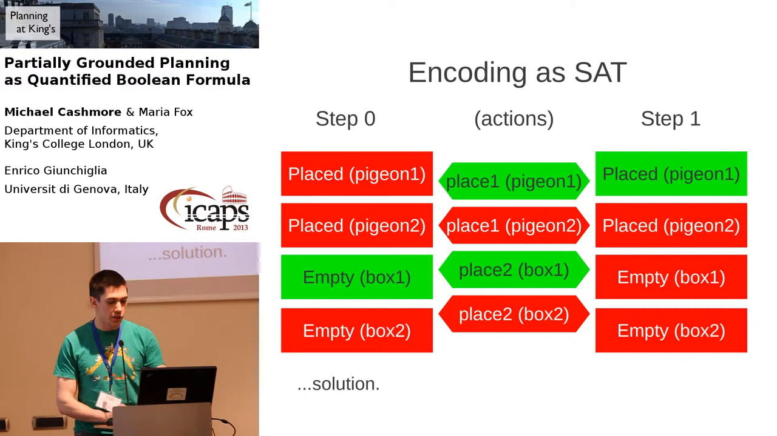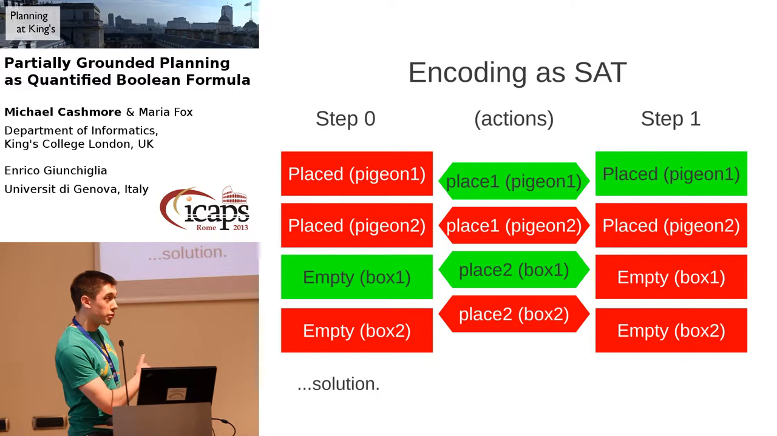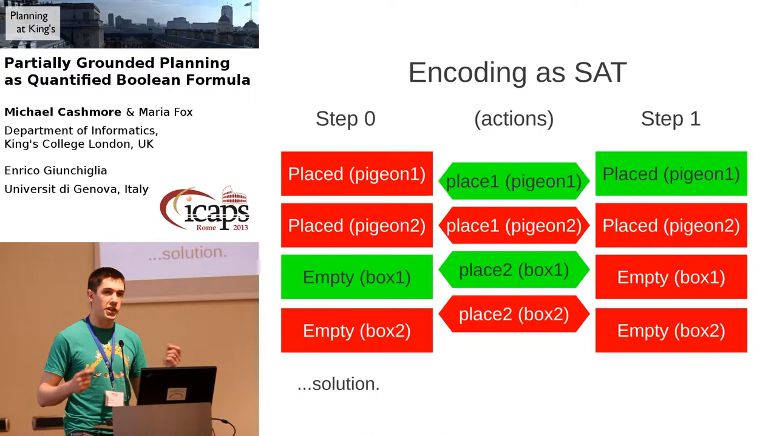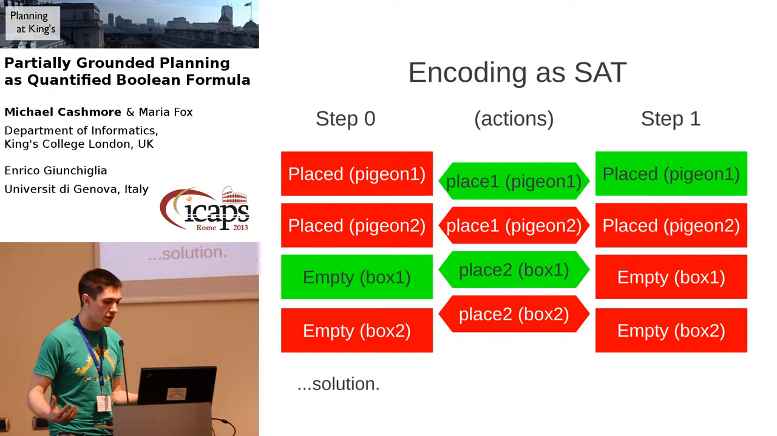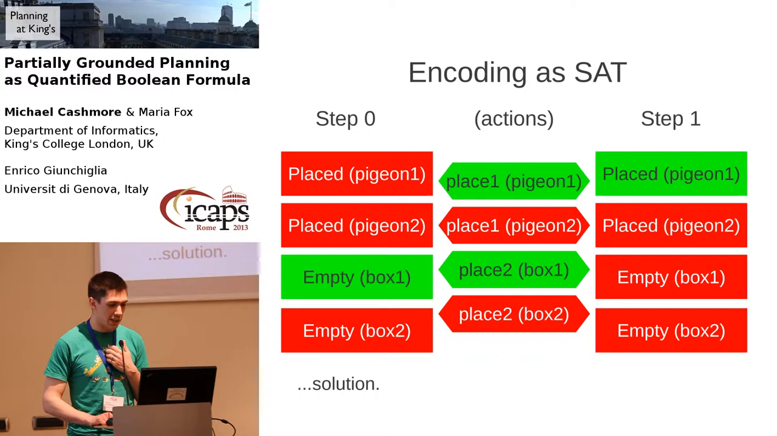You can see this SAT problem here has split the actions into two parts. So instead of saying placing the pigeon in the box, we have two variables, one for placing the pigeon and one for placing the box. This is just the simple split representation that was introduced by Kautz and so on in one of the first papers, and there are more advanced, better ways of doing this, but I'll talk about that later.